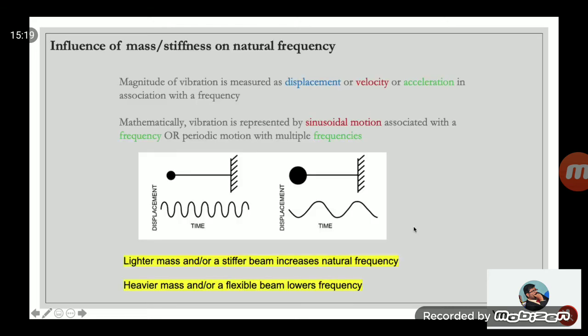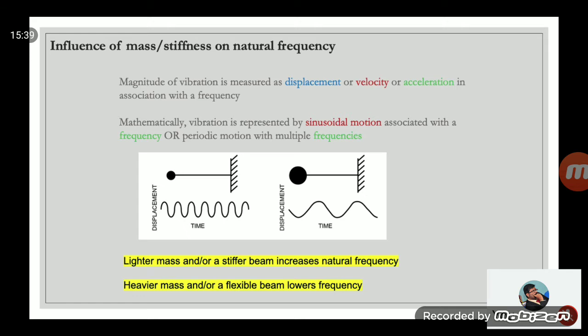Now we can define vibration in a different way. One way is displacement, velocity, acceleration, and also you can calculate frequency using the period of vibration. 1 over T is your frequency.